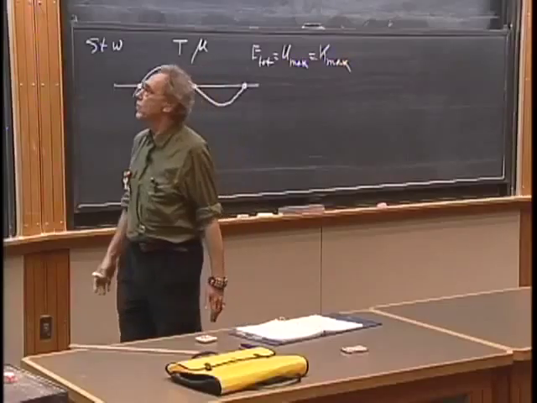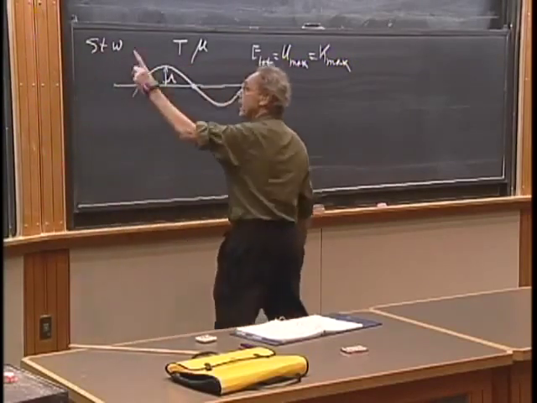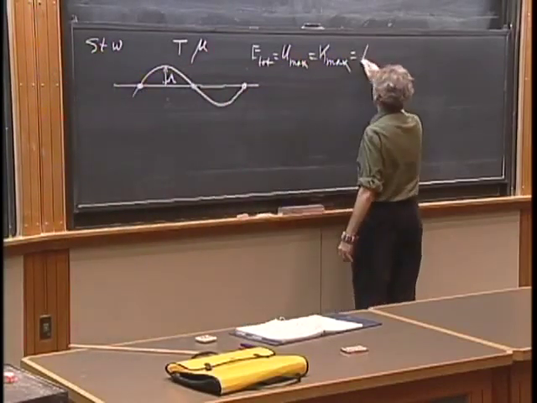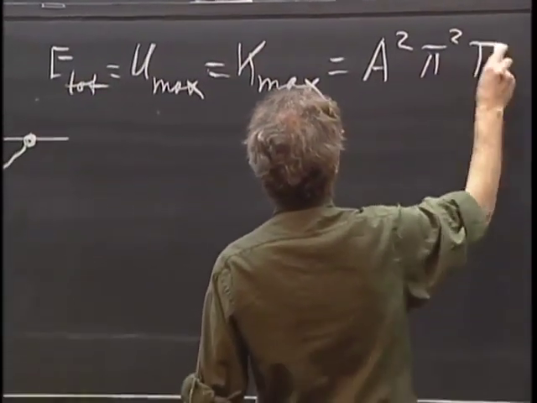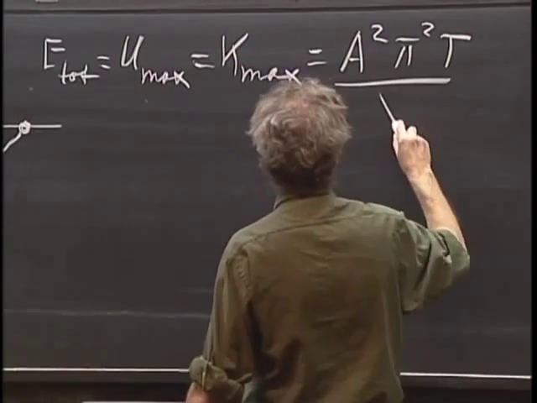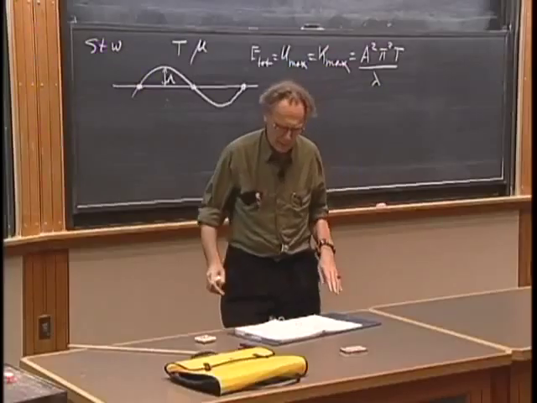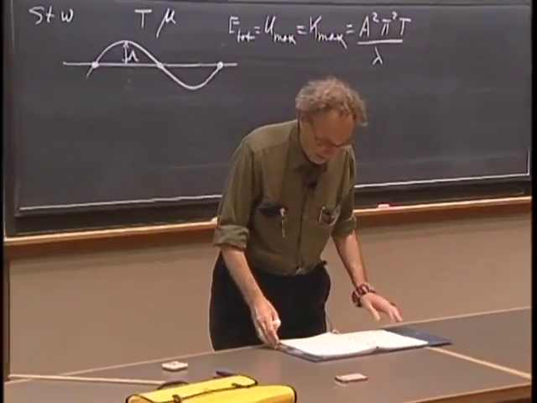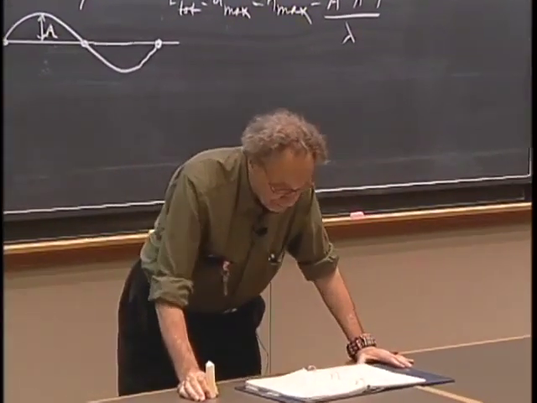And so we already know what U is. So all we have to say now is that that is the same as A squared times pi squared times T divided by lambda. And so you see a traveling wave with the same amplitude as a standing wave. A traveling wave has twice as much energy per wavelength.